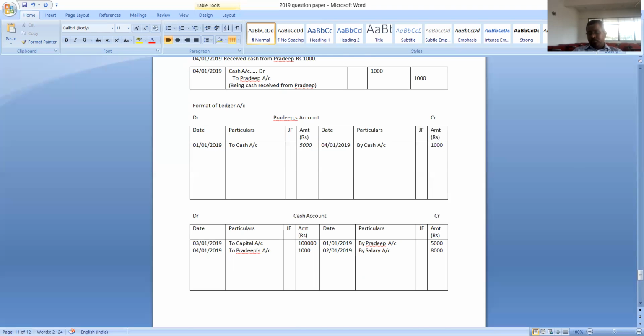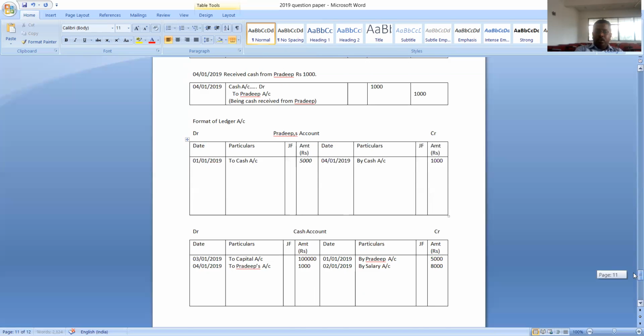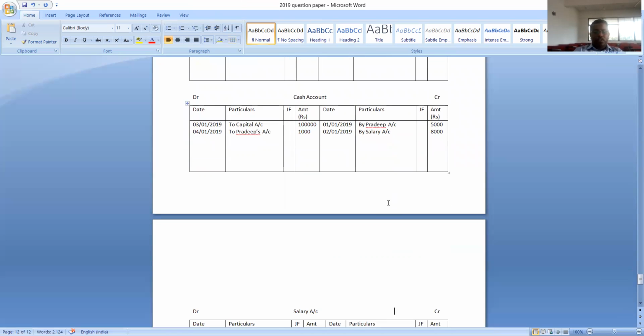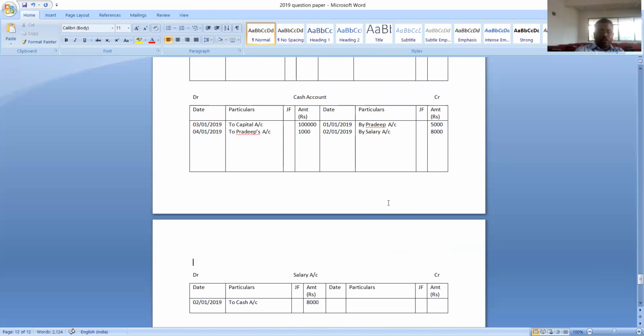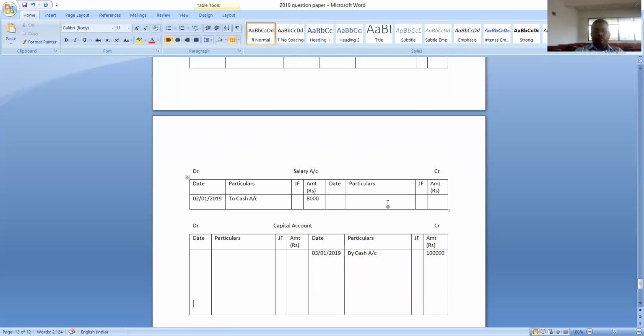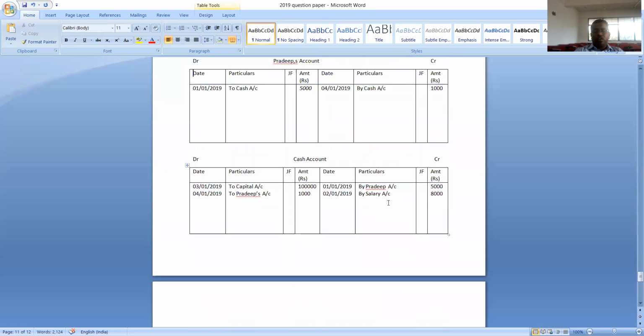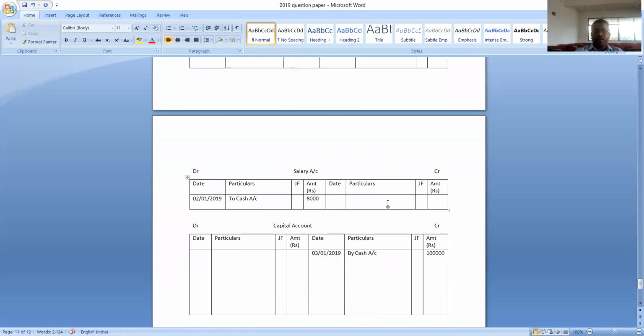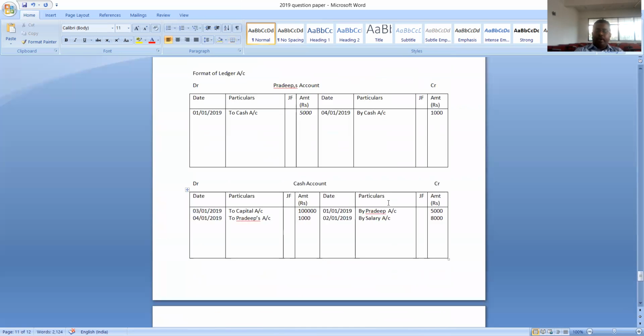Let us proceed further. Now, let us discuss one more thing, that is how to balance these ledger accounts. These all are ledger accounts. How many ledger accounts are we finding here? One is Pradeep's account, another is cash account, next one is salaries account, and another one is capital account. Like this, we are finding four ledger accounts.